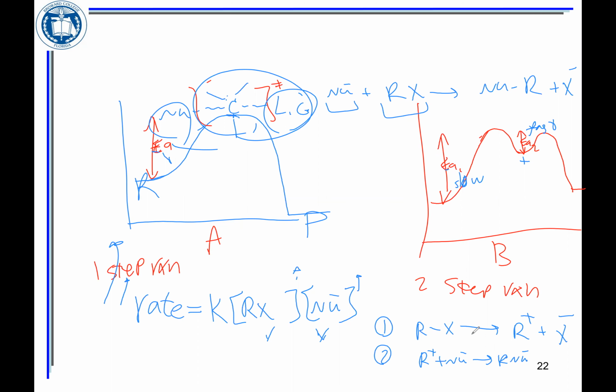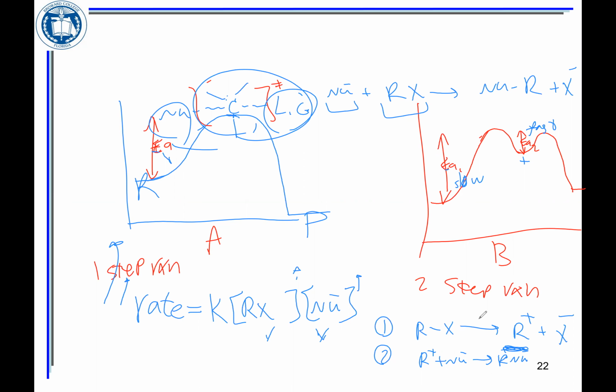Why would it be R plus? Because when X leaves, it's going to take the pair of electrons because X is minus. Correct. And then the carbon becomes positive? Carbon becomes positive, yes.